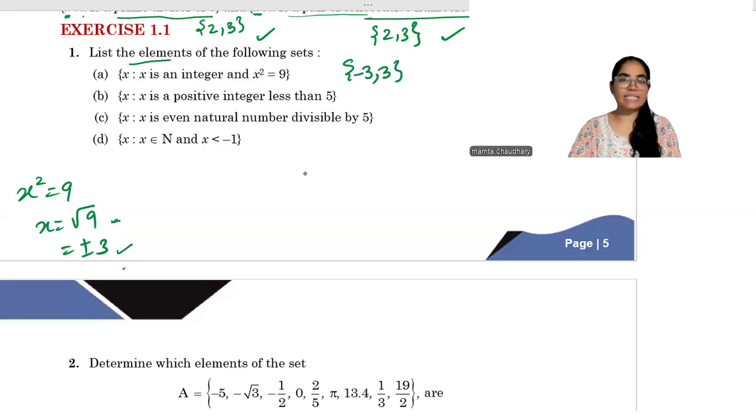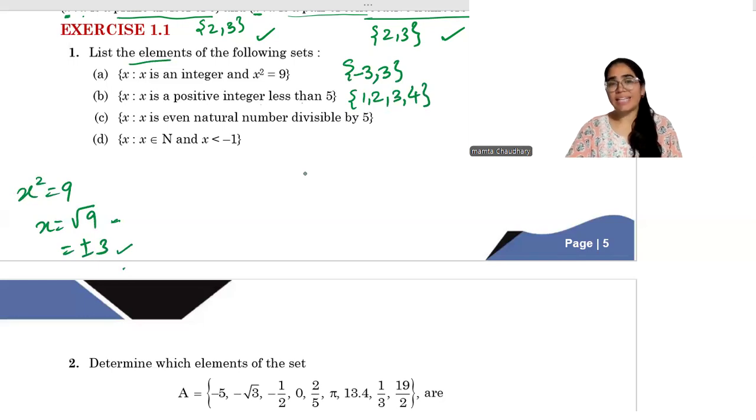Next, x is a positive integer less than 5. It should be a positive integer. Positive integers start from 1. 0 is neither negative nor positive. So it starts from 1 and we have to write less than 5. So 1, 2, 3 and 4.